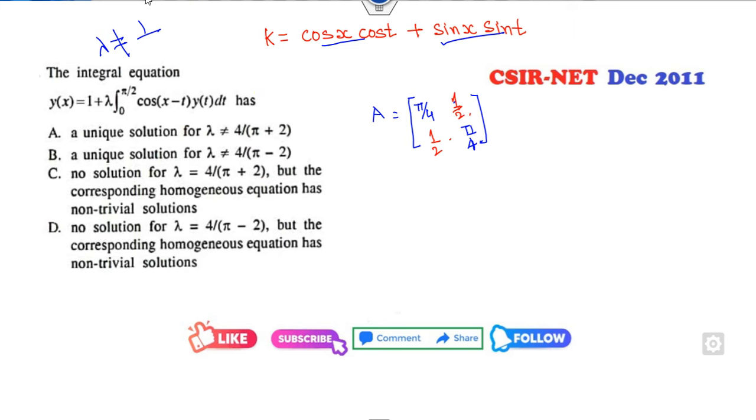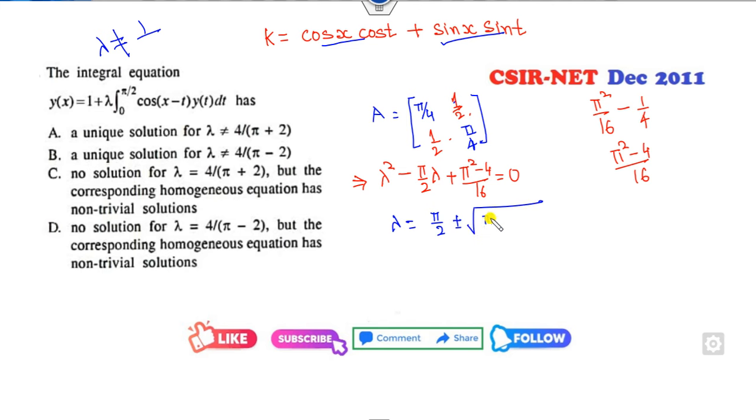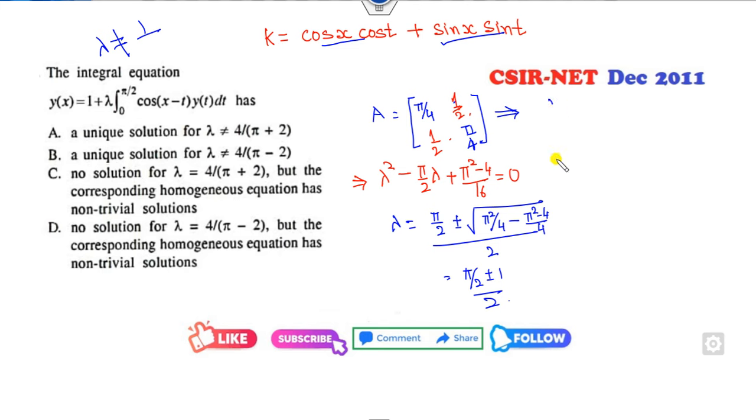Can you find the eigenvalues? So I can write the equation: minus sum of them, pi by 2, and it's pi square by 16. So this is pi square by 16 minus 1 over 4. So 16 is the LCM, pi square minus 4 over 16. So plus pi square minus 4 over 16. Fine. So can you find the values? Pi over 2 plus minus square root of b square minus 4ac. So 4 will be cancelled out. Pi square minus 4 over 4 divided by 2. Pi square minus 4 will be cancelled out. It's a 1. So pi over 2 plus minus 1 over 2. So what are the eigenvalues? So A has eigenvalues pi plus minus 2 by 4.